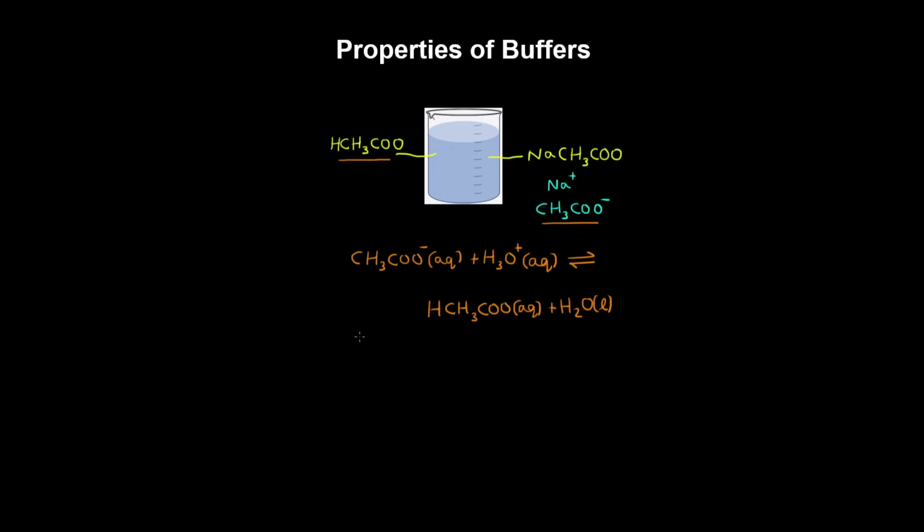And conversely, if a strong base is added to the solution, then acetic acid would neutralize that strong base and thereby create more of the conjugate base. And these reactions are responsible for the capability of the buffer to stabilize its pH.